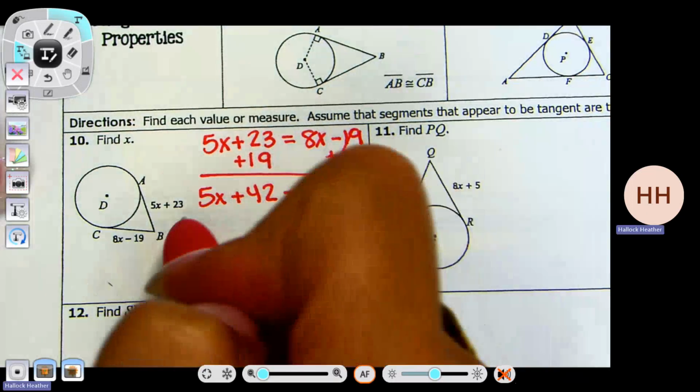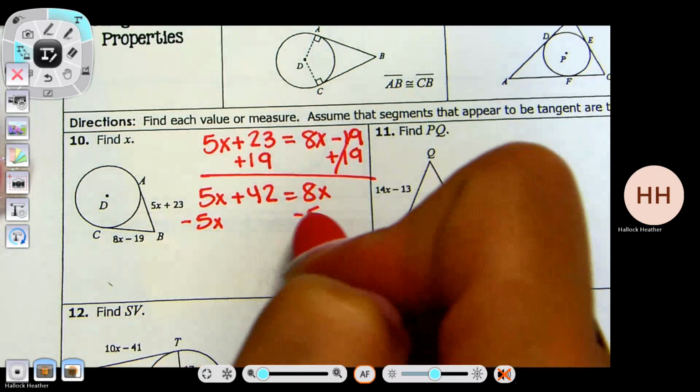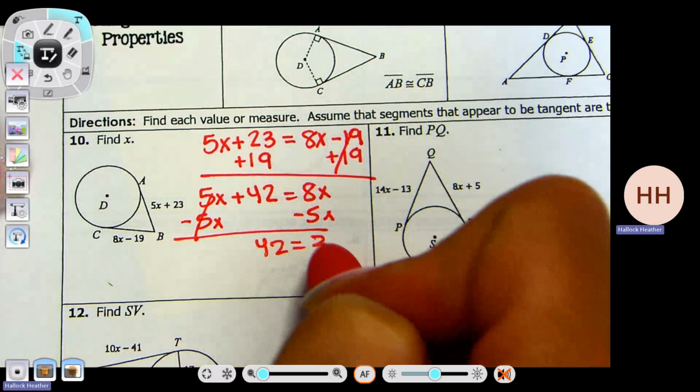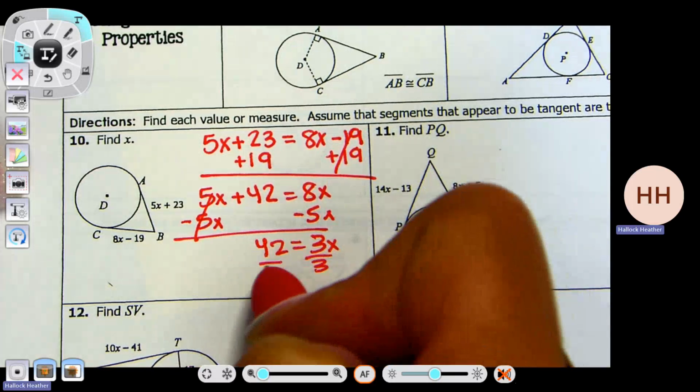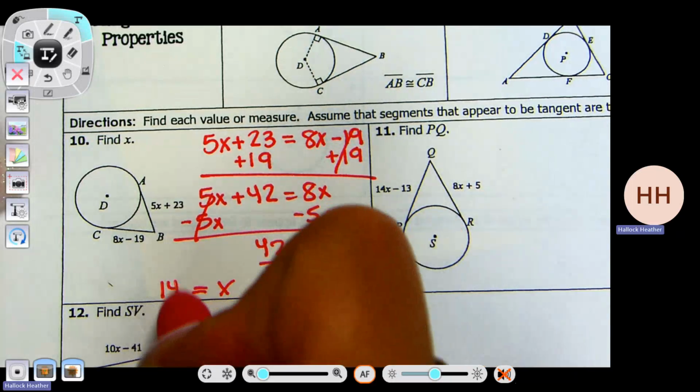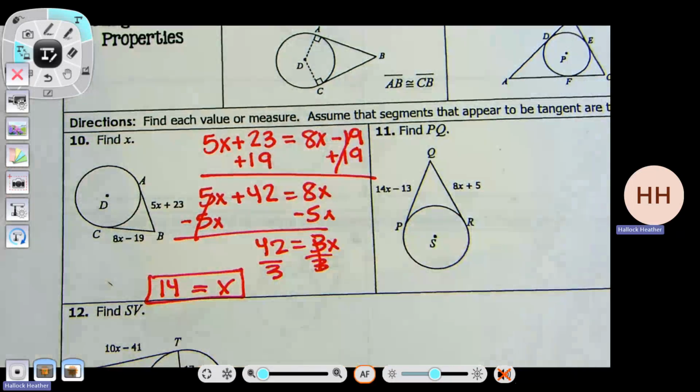And I'm going to minus 5. So 42 equals 3x divided by 3. So what's x for this one? 14. Easy peasy lemon squeezy. So try 11. Only difference is you will actually take that answer and substitute it back in to represent the length of the hats.